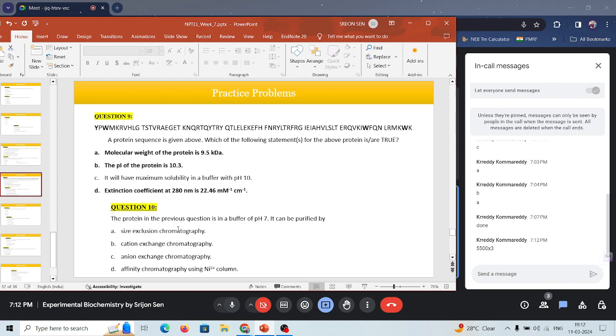Question 10. The protein in the previous question is in a buffer of pH 7. It can be purified by... So how can you purify it? Anion exchange chromatography, cation exchange, size exclusion, and affinity.